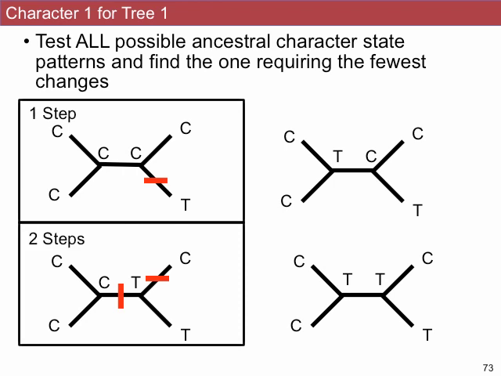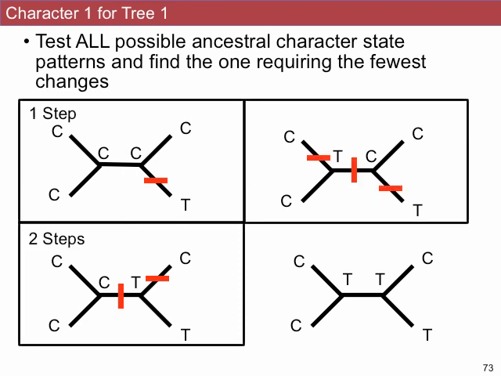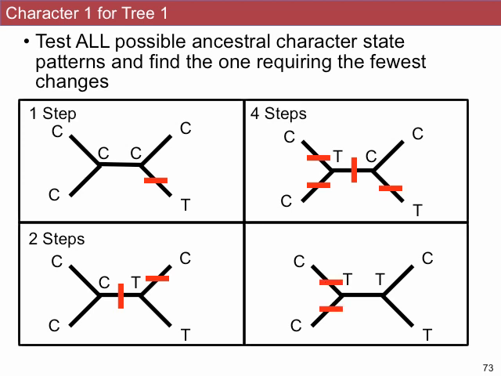So again, just like we did with the rooted trees, but we're going to do it with this unrooted tree. Here are the 4 possible patterns. C at this node and C at this node, T and C, C and T, and then T and T. So now for these 4 possible ancestral character state patterns, we have to figure out which one requires the fewest number of evolutionary change events. So let's take this one first. How many evolutionary change events are required for this data given this tree? 1. You have a change from C to T on this branch. So that's 1 step or 1 change.